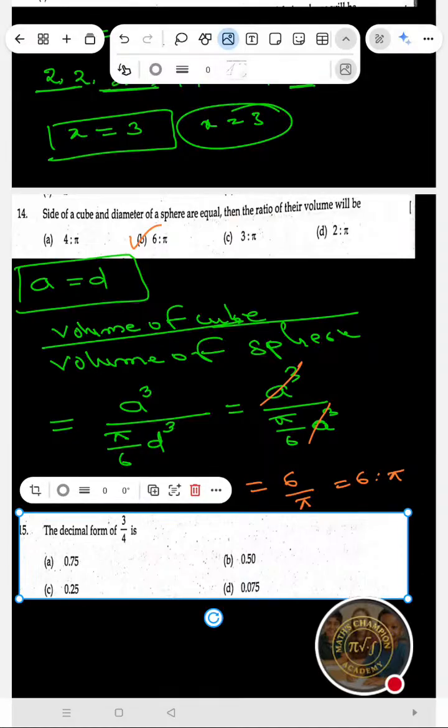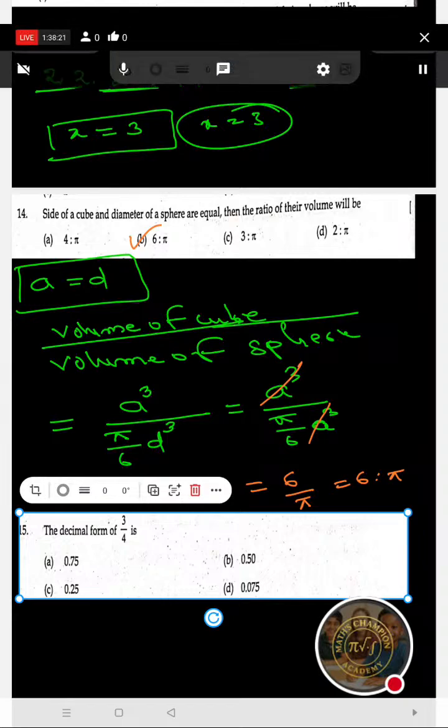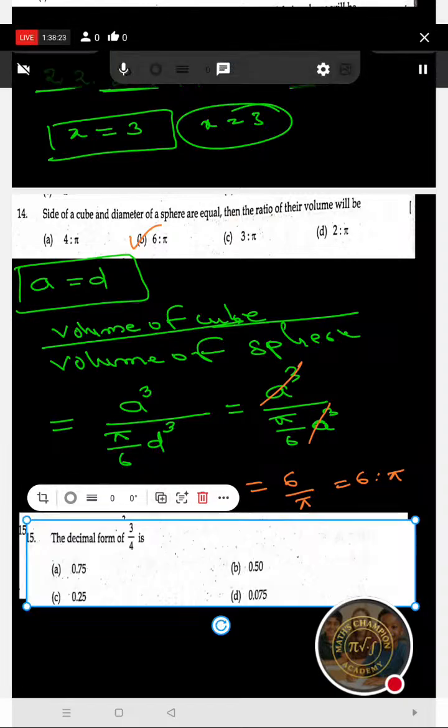So which question is that? Option A is correct. For this question A is the correct answer. Okay, next we'll go to the next problem.